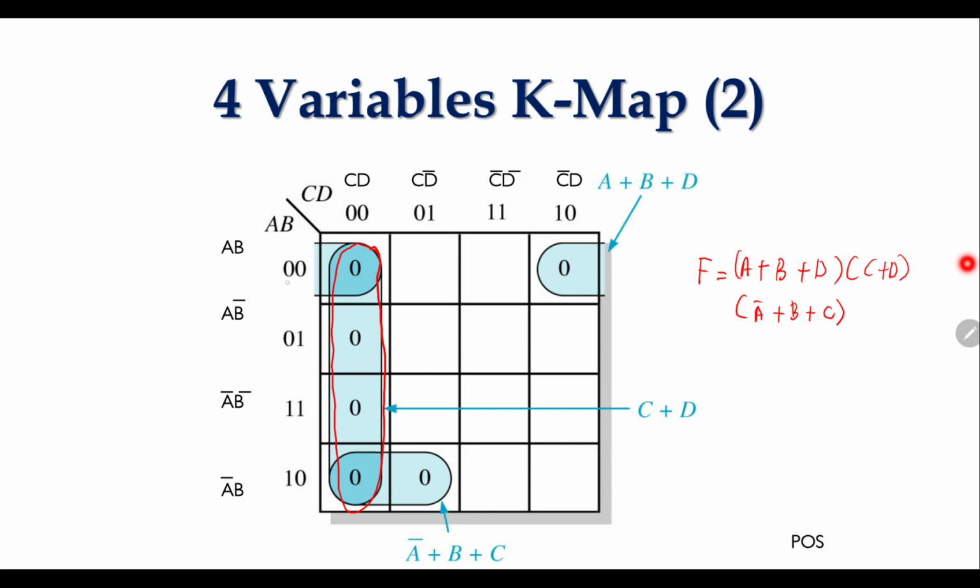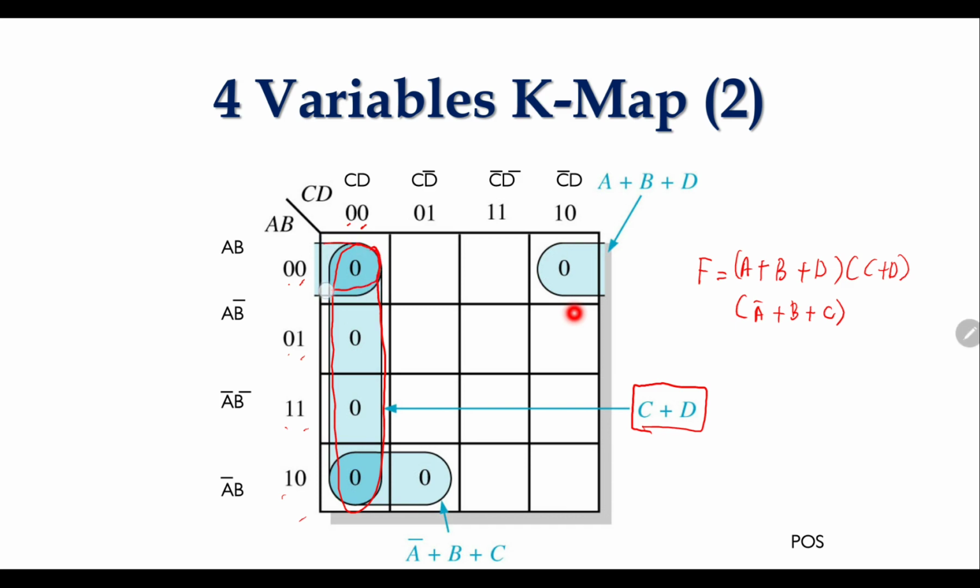You see A and B for these 4 0s change from 0 1 1 1, so it changed state, so you don't read A. For the B, 0 1 1 0 changes state, so you don't read B for this group of 0s. C and D, C doesn't change state, D doesn't change state, so you read C plus D. Okay, that's it for the first group of 0s.